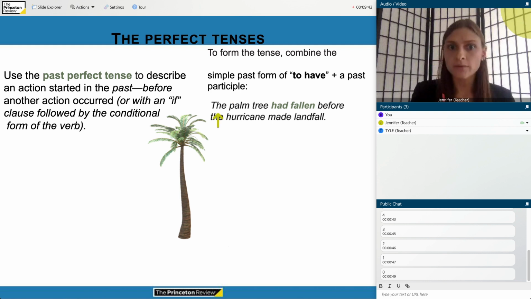So here, the palm tree had fallen before the hurricane made landfall. So these are both past tense. This here is simple past, but had fallen is the past perfect because that happened before the hurricane happened and made landfall.